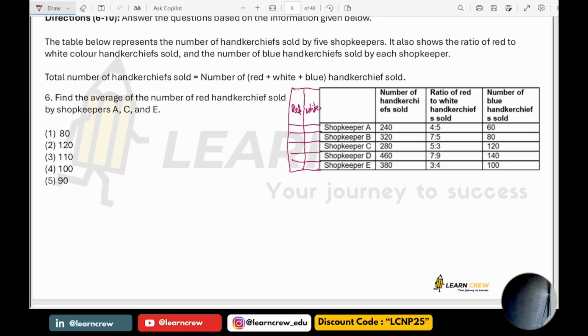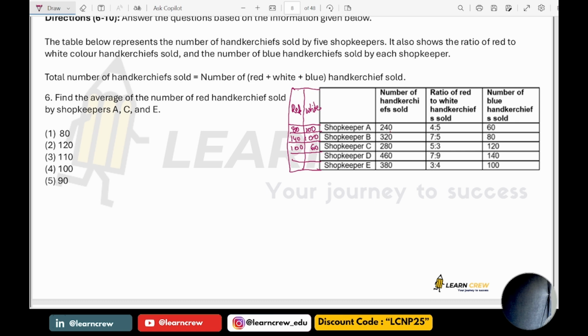Number of handkerchiefs sold is 240. Out of them 60 are blue. The remaining are 180. 180 is 9 parts. So each part is 20. Thereby red are 80 and white are 100. So here 320 minus 80, 240 is 12 parts. Each part is 20. So 7 parts is 140 and 5 parts would be 100. Next, 280 minus 120, 160. 8 parts, 160, each part 20. So it would be 100, it would be 60.